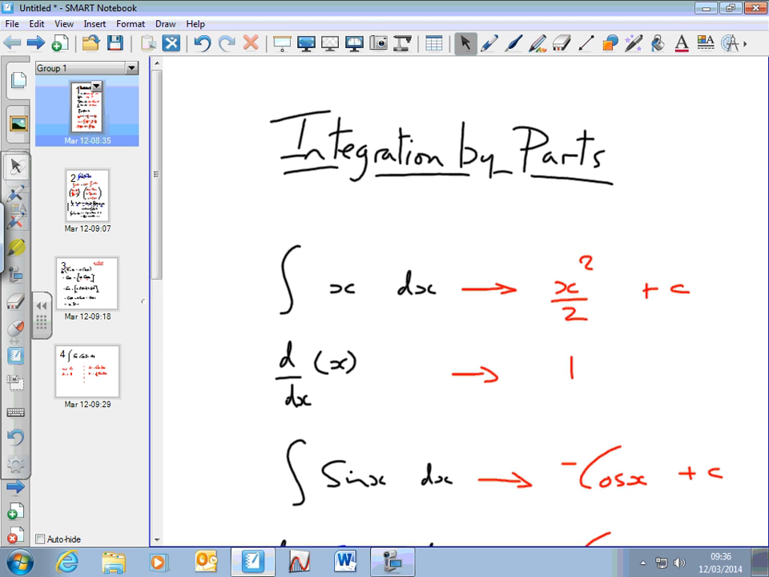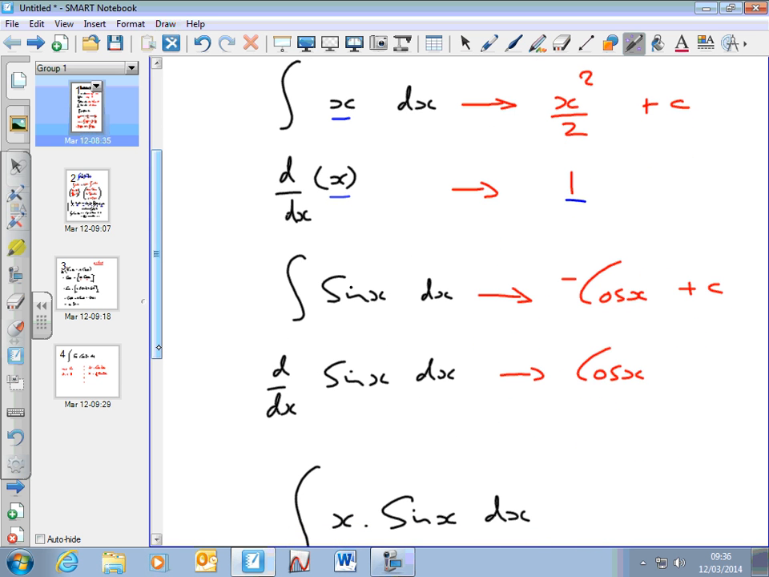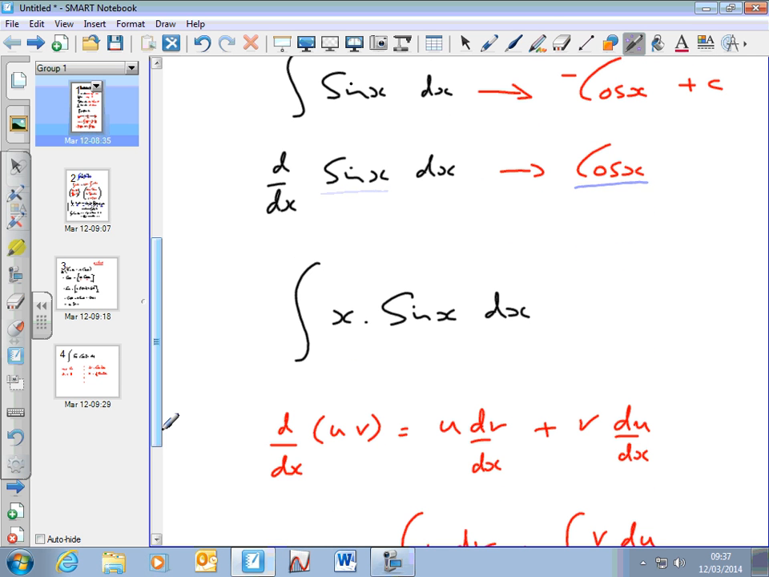Integrating by parts, if we start off looking at basic integrals, then if I integrate x, I get x squared over 2, remembering the standard integral rule: add 1 to the power and divide by the new power. So that's okay. I can differentiate x to get 1, so I can integrate or differentiate this without any trouble. I can also integrate sine x to get minus cos x, check your table. I can differentiate sine x to get cos x. So I can integrate and differentiate these functions separately. The problem starts when I integrate them multiplied together, and that's what we've been looking at.